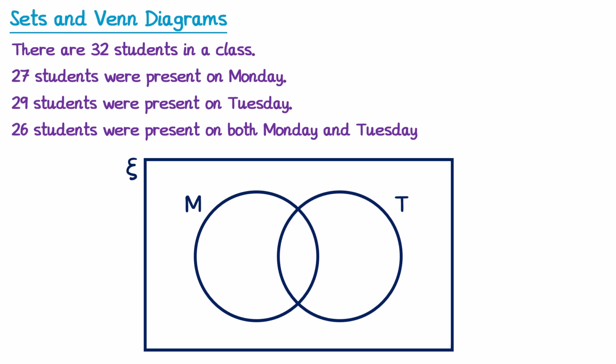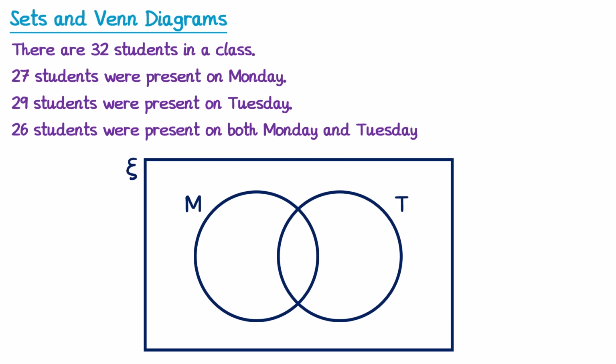The first thing to look at is the 27 students that were present on Monday. This means there must be 27 students inside the Monday circle. A very common error that I see is writing 27 here. This would be students that were present on Monday but not Tuesday. It doesn't include this overlapping section here, which is the students that were present on both Monday and Tuesday. They were still present on Monday. So at the moment we can't do anything with this number 27.